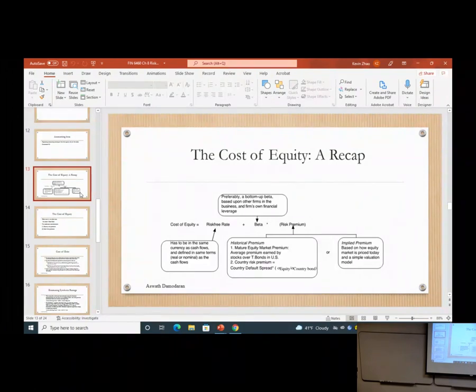So WACC equals weight of equity times cost of equity plus weight of debt times cost of debt times 1 minus t, to get this weighted average cost of capital, or WACC. So you can use this in the free cash flow to the firm model.